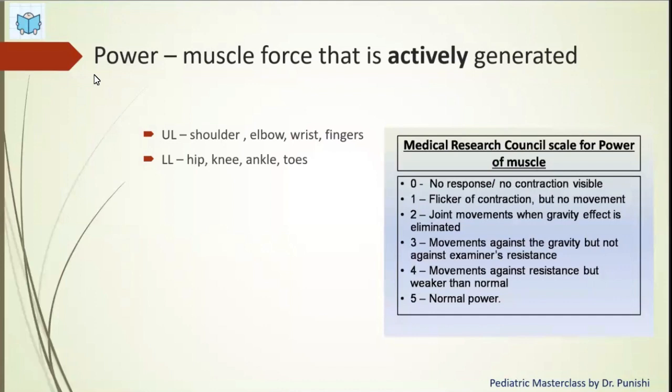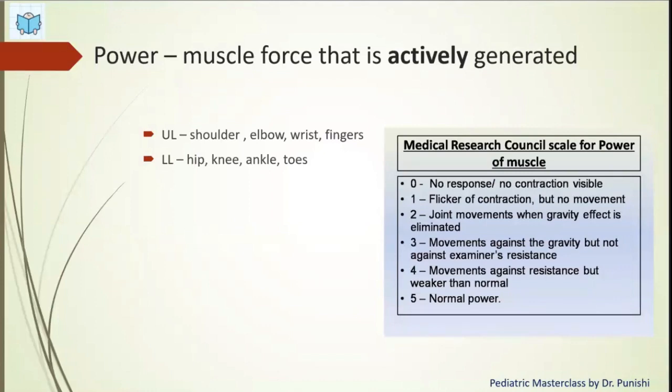So usually this power becomes a little tricky to assess in children, especially because they don't understand, they don't cooperate, and especially with those who have developmental delay. So just looking at whether the patient is able to lift the limbs against gravity, you can say that the power of the limbs is more than 3/5 or not.